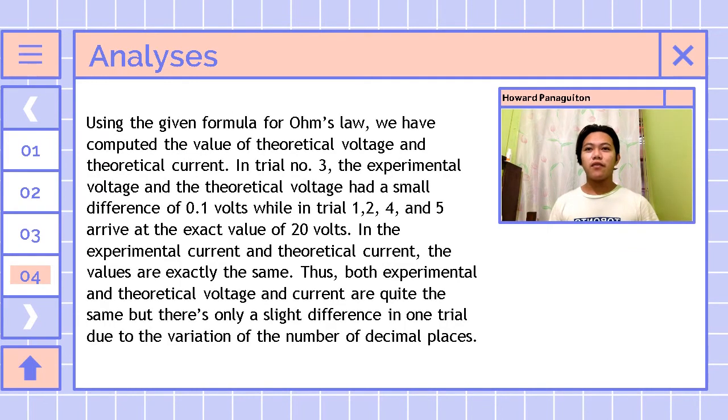Using the given formula for Ohm's law, we have computed the value of theoretical voltage and theoretical current. In trial number 3, the experimental voltage and the theoretical voltage had a small difference of 0.1 volts, while trials 1, 2, 4, and 5 arrive at the exact value of 20 volts. In the experimental current and theoretical current, the values are exactly the same. Thus, both experimental and theoretical voltage and current are quite the same, but there is only a slight difference in one trial due to the variation of the number of decimal places.